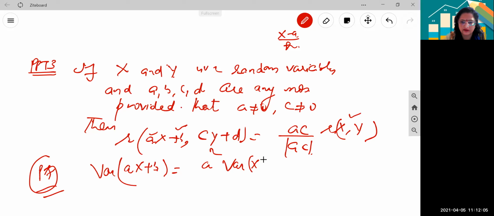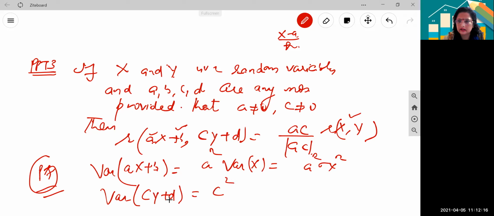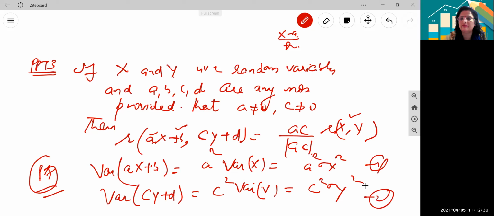This is variance of x. You know, this is A square into sigma x square. Variance of CY plus D. This is again C square. D is a constant quantity, so the variance of a constant quantity is always 0. Therefore here is variance of y. So what you will get here is C square into sigma y square. So let it be number 1, number 2, and next we will find the covariance.